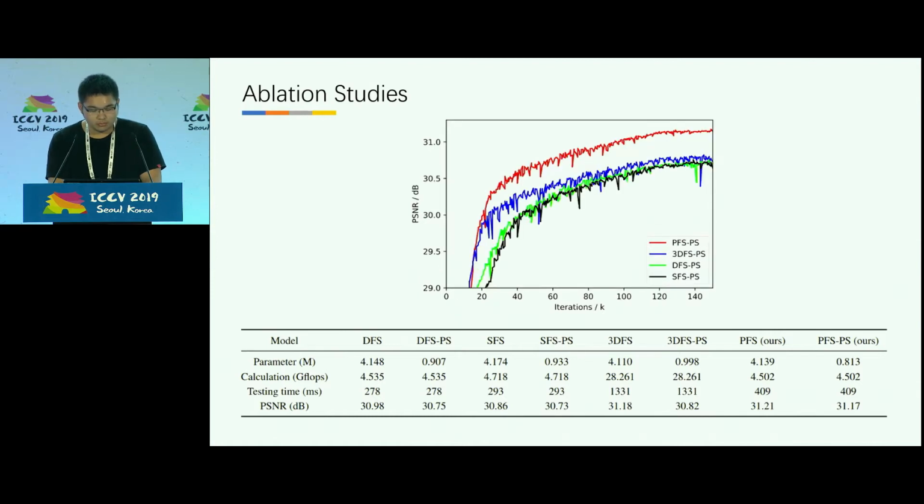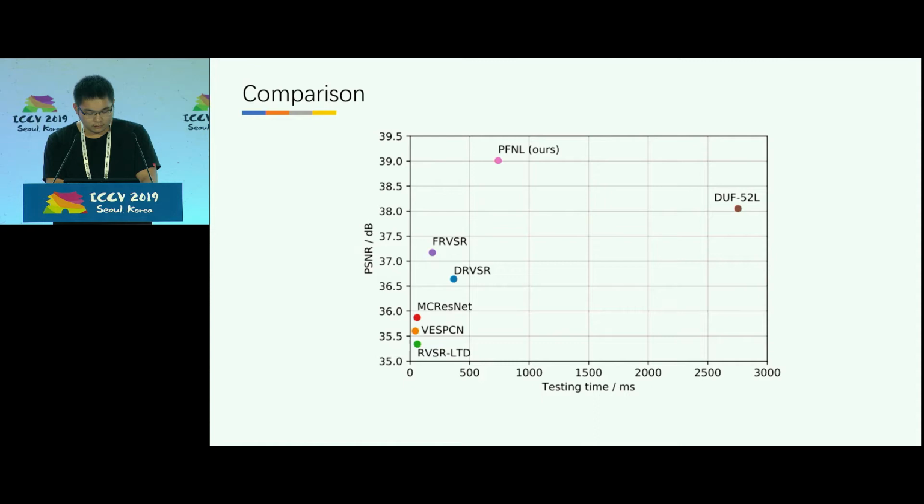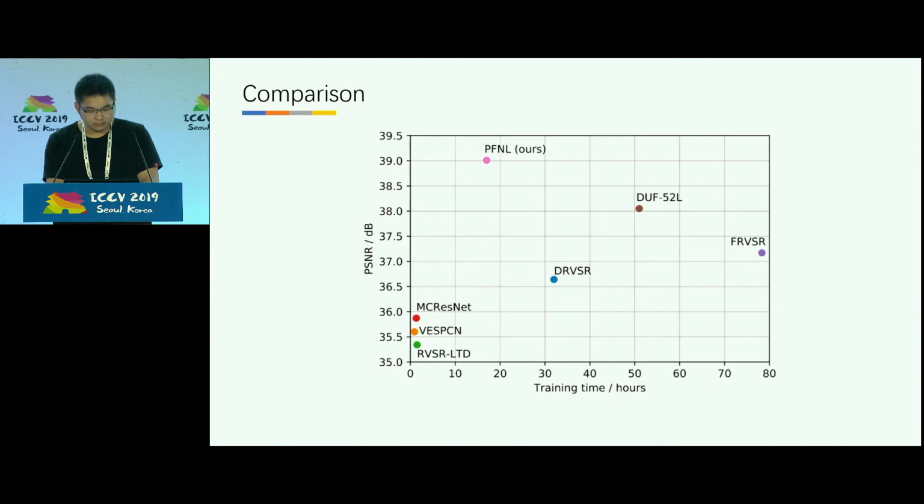We then adopt a parameter sharing scheme to these networks. It is observed that DFS, SFS, and 3DFS suffer a considerable drop in PSNR by sharing the parameters, whereas PFS still remains a good performance. Our network is remarkably efficient, which requires about 3 million parameters, and it costs about 741 milliseconds for testing and 17 hours for training.